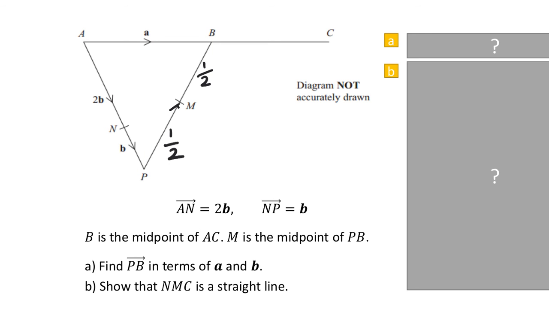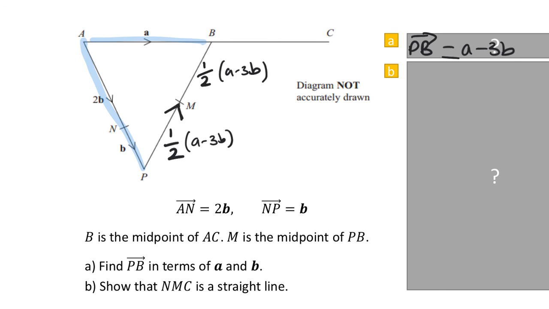So I always write the direction on here. Okay, so PB is P to A, and then A to B, isn't it? So this is minus B, minus 2B is minus 3B plus A. So this is A minus 3B. Okay? So this is a half A minus 3B, and this is a half A minus 3B, because we just worked out P to B. It then says, show that NMC is a straight line.